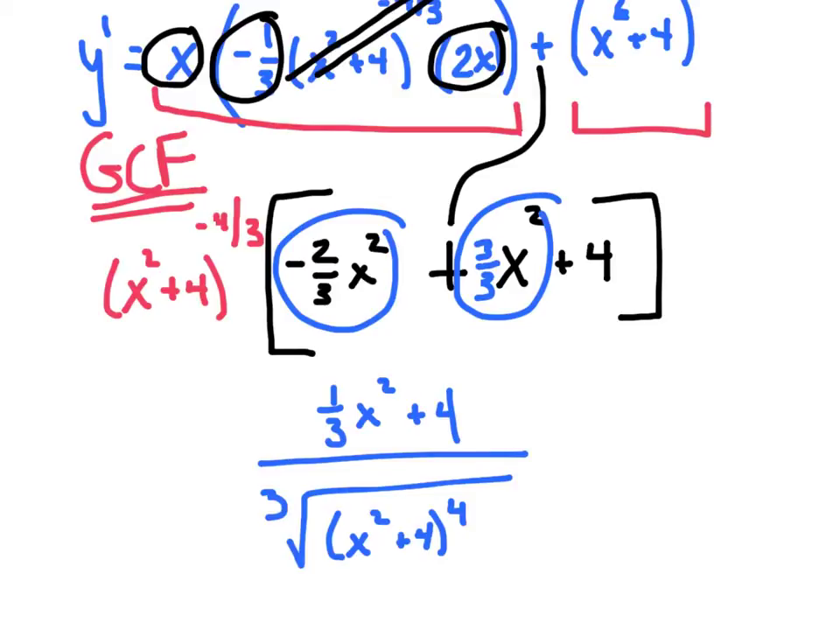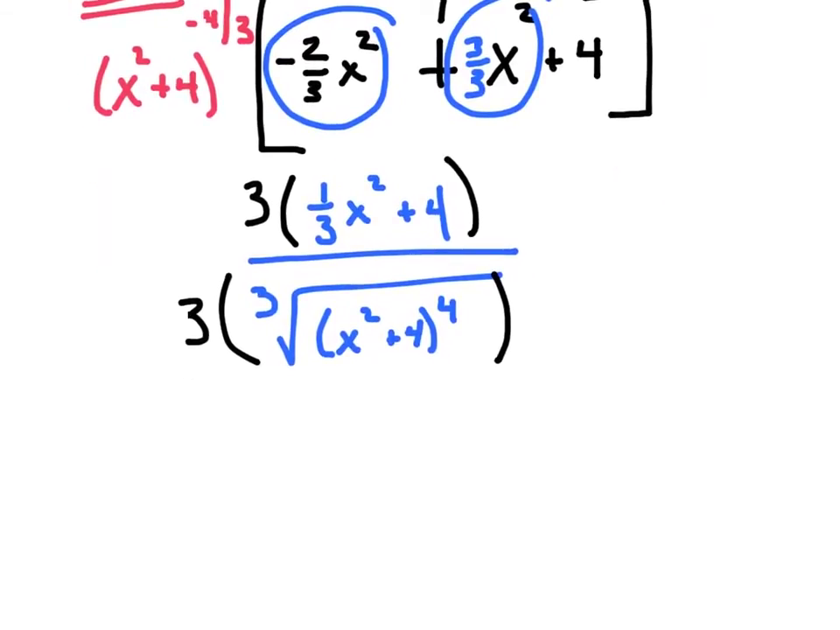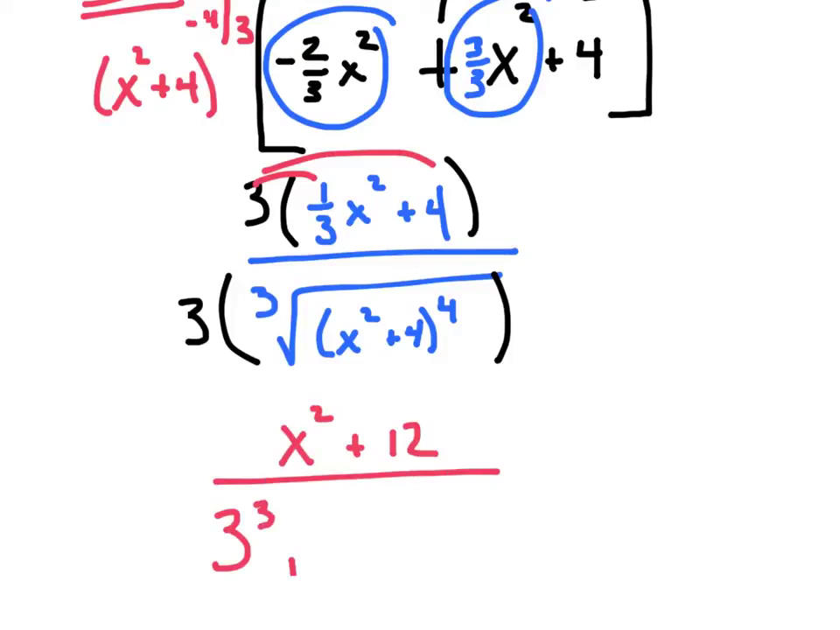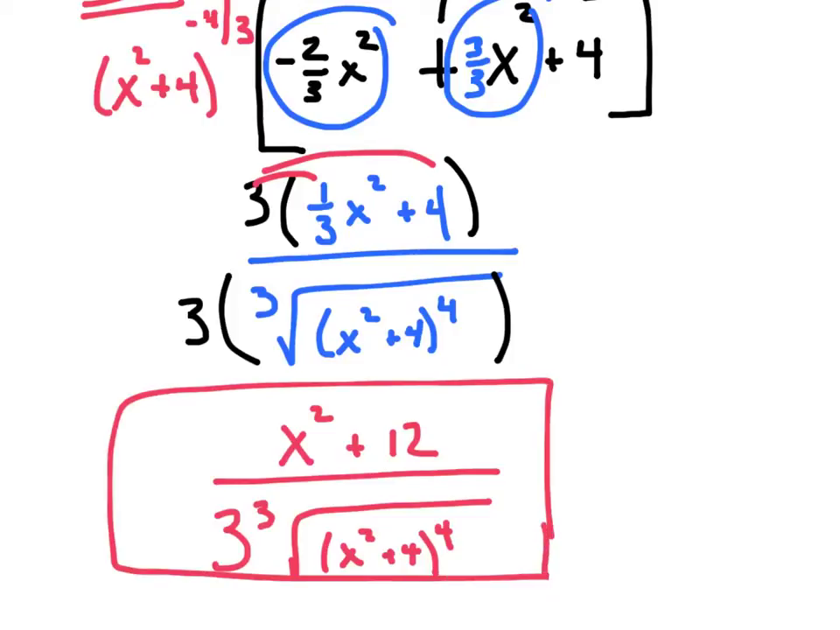And lastly, the one thing you're not going to see on any of the multiple choice answers is a complex fraction, which we have here because of this 1/3. So I'm real quickly going to multiply every term, basically the entire top by 3 and the entire bottom by 3, and that will kill that fraction. If I distribute that 3, I'm left with x squared plus 12 all over 3 cubed root of x squared plus 4 to the 4th. And there you have it. That is as simplified as I need to get.